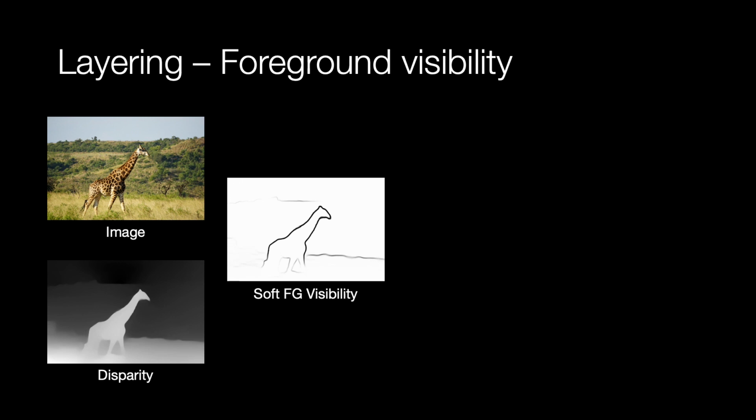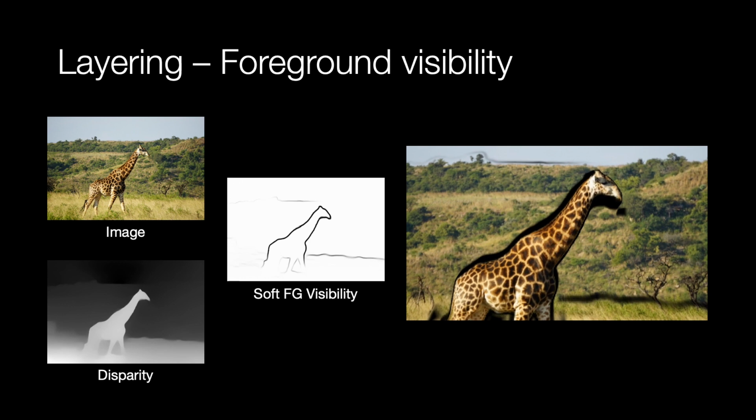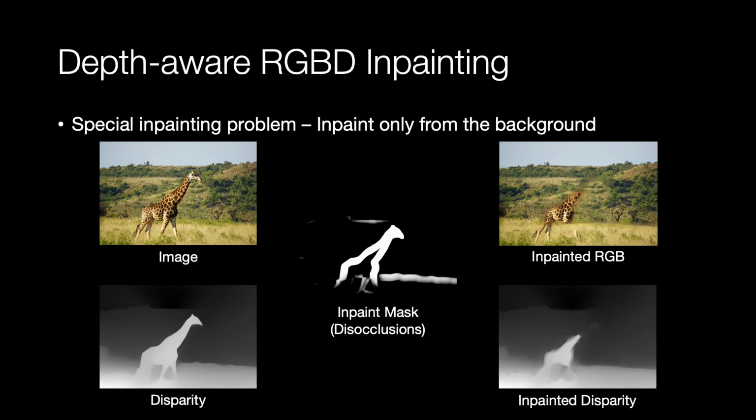Rendering with this visibility removes the stretchy triangles and allows us to see through to the background, shown here in black. This is our foreground layer. To estimate the background layer, we reason about occluded and disoccluded regions using pairwise disparity differences in a pixel neighborhood. We then use the resulting disocclusion map to do RGBD inpainting of the background.